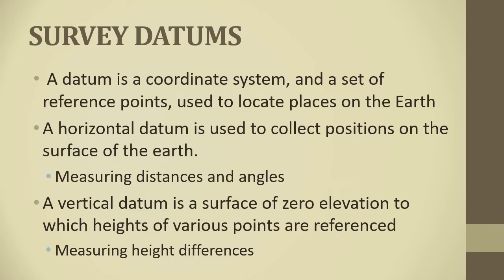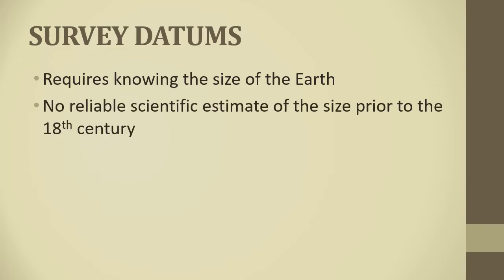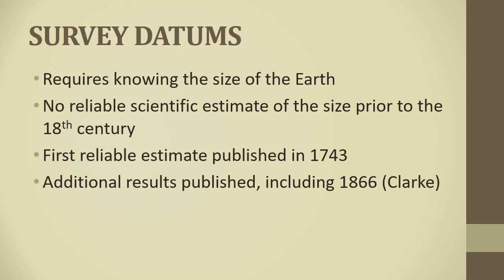But all of these datums have one thing in common, and that is to work we need to know how big the Earth is. And believe it or not, prior to the 18th century, there was no reliable scientific estimate of the size. So the first estimate that was reliable was published in 1743, and since that time a number of others were published, including one by a British scientist by the name of Clark in 1866. That's important because the U.S. system is based on Clark's work.